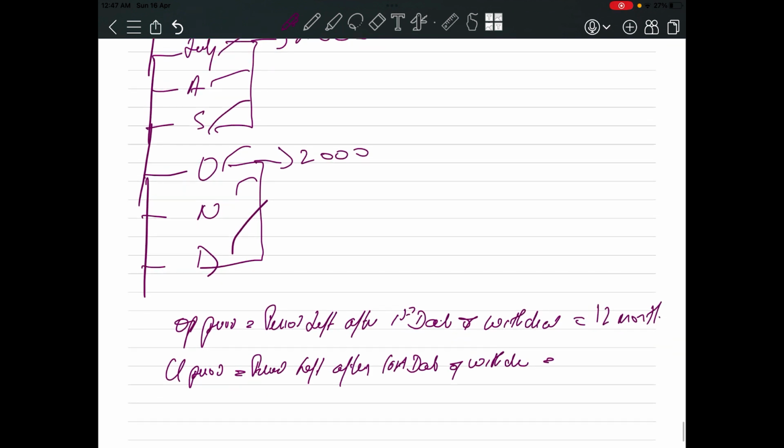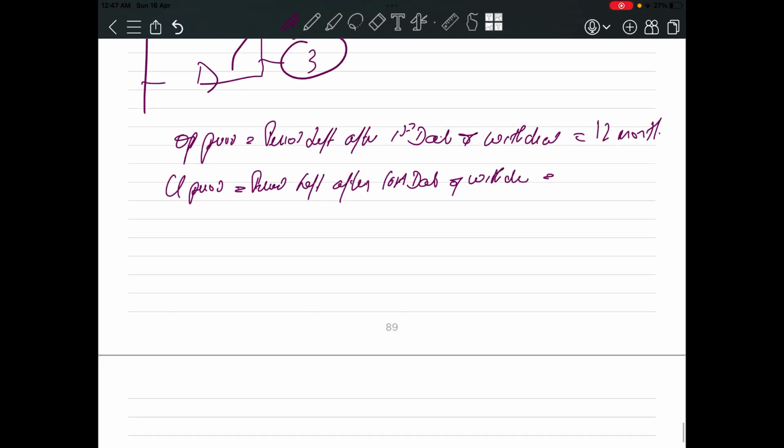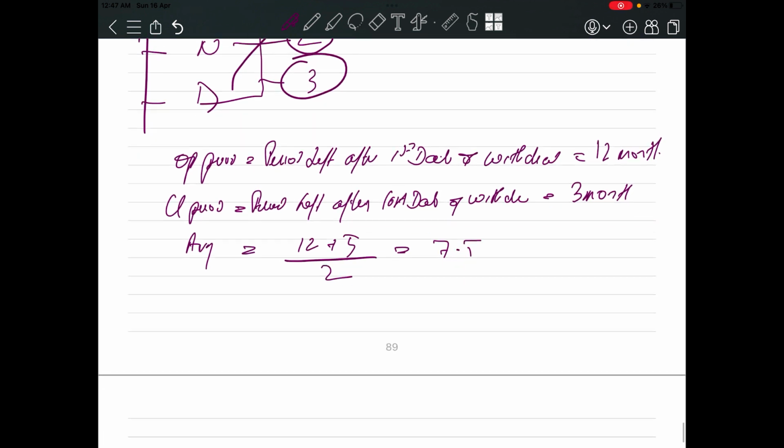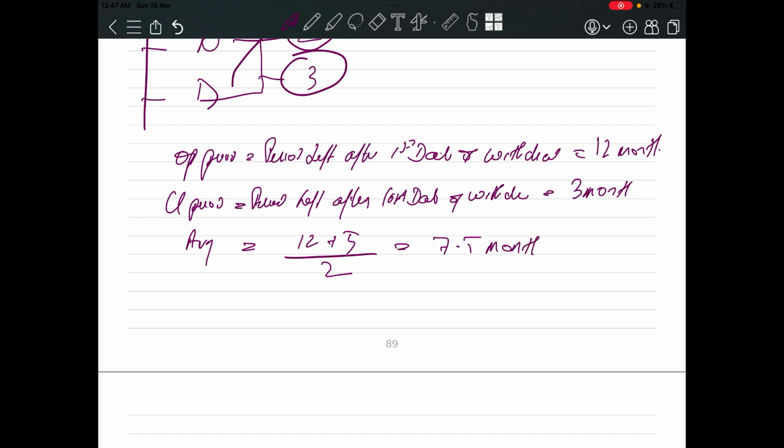Okay, so what is the period left? See, the last withdrawal is on 1st October. Okay, so 1st October to 31st October, 1 month. Okay, then the whole month of November and December. Okay, so basically 3 months. Okay, now I can calculate average. 12 plus 3 divided by 2 will be 7.5. Okay, so I find out the average period will be 7.5 months.